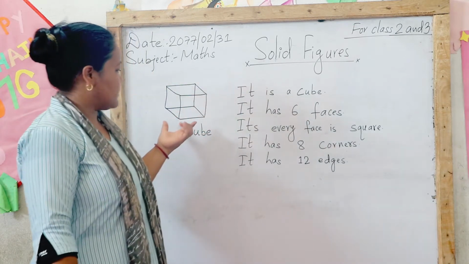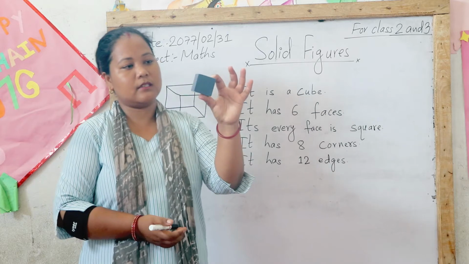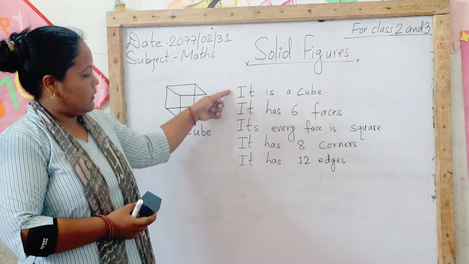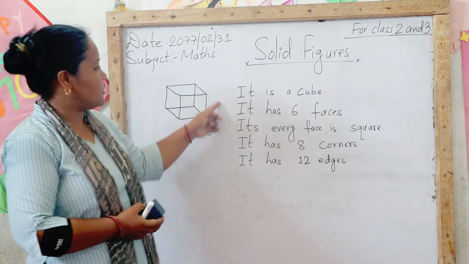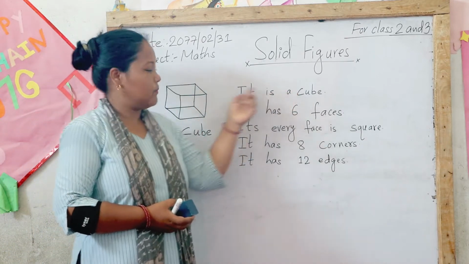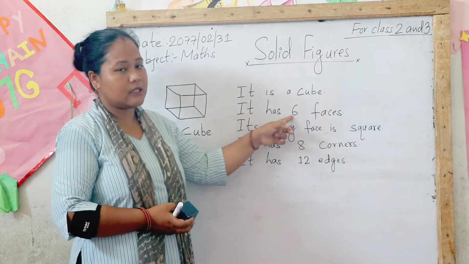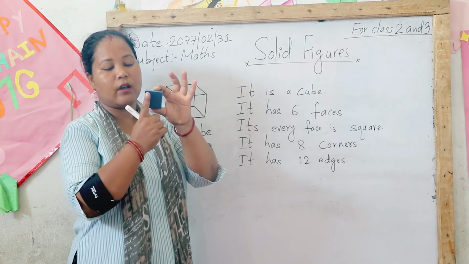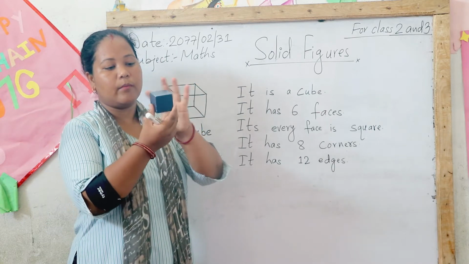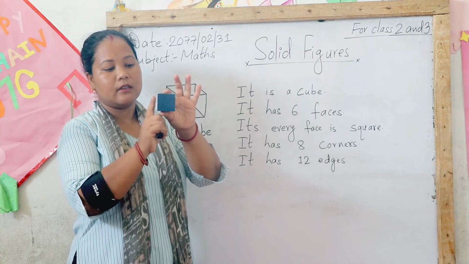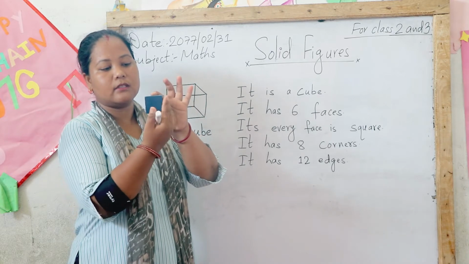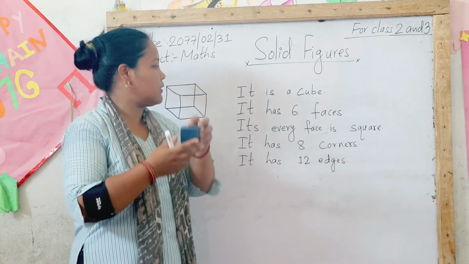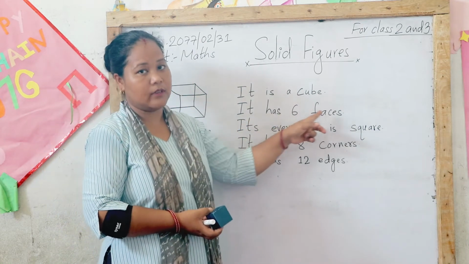First of all, cube. This is the model of a cube. Look here, what are the properties of a cube? It has 6 faces. Face 1, back side 2, this side 3, this side 4, up side 5 and down side 6. So it has 6 faces.